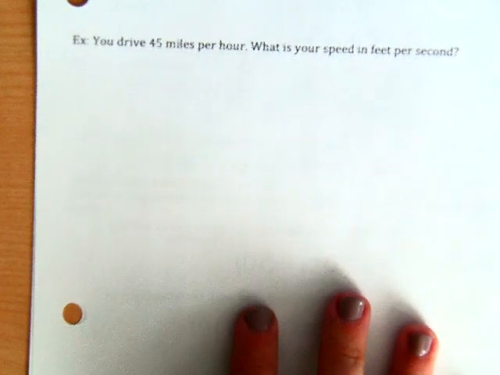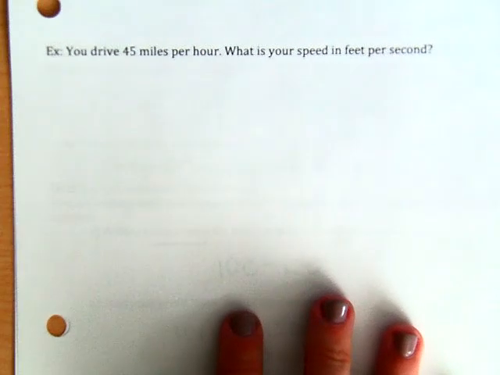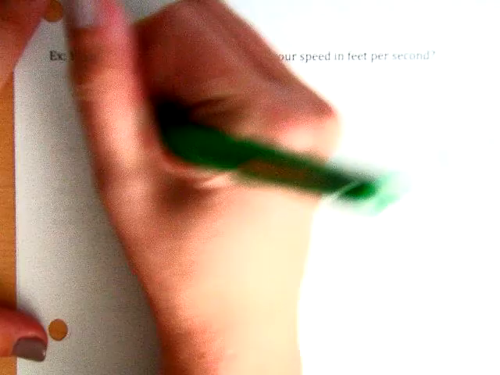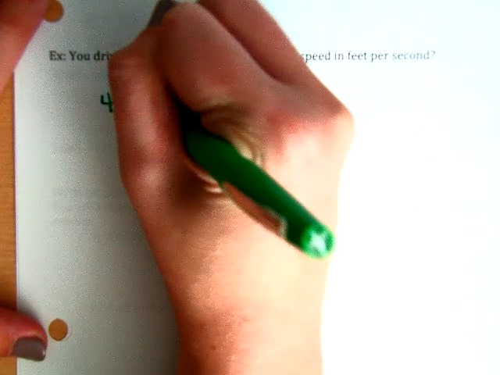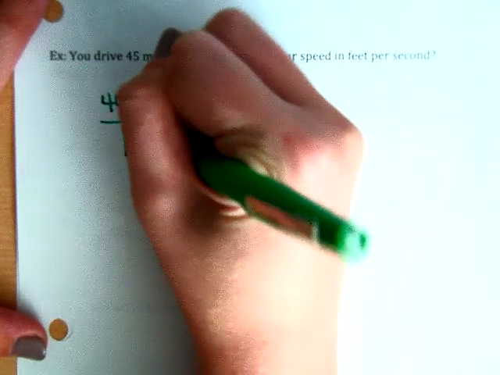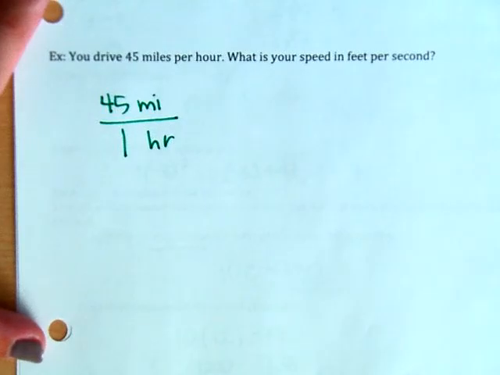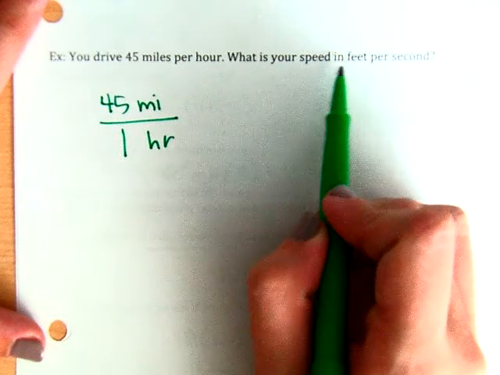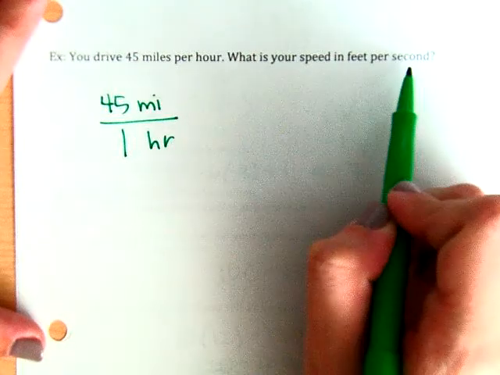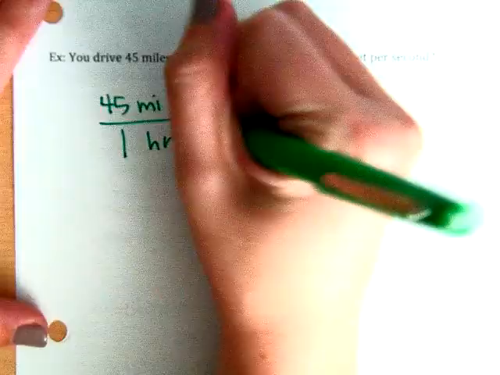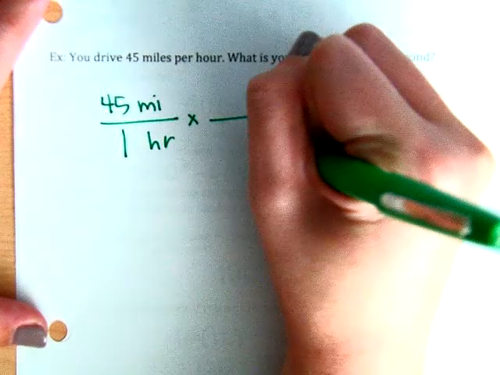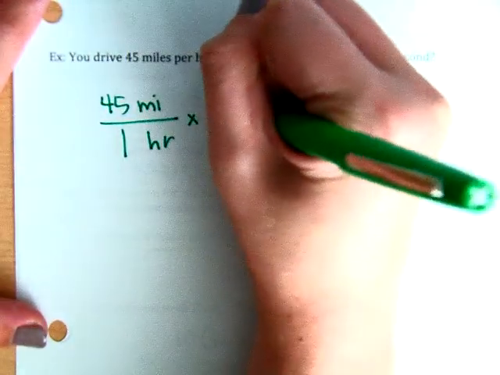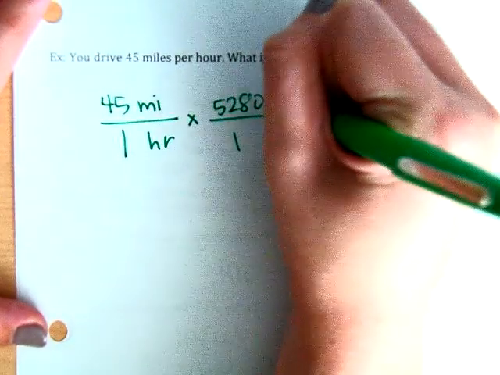One more, skip to the last one. You drive 45 miles per hour. What is your speed in feet per second? So we got 45 miles per 1 hour. So we have 2 things to change here. We got to go miles to feet, and we got to go hours to seconds. So let's go miles to feet first. We know 1 mile is 5,280 feet.